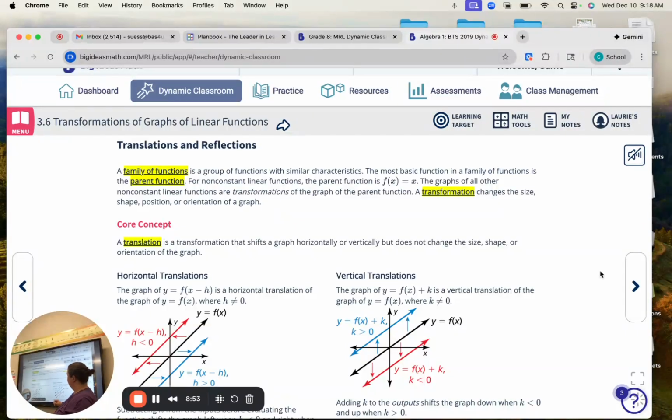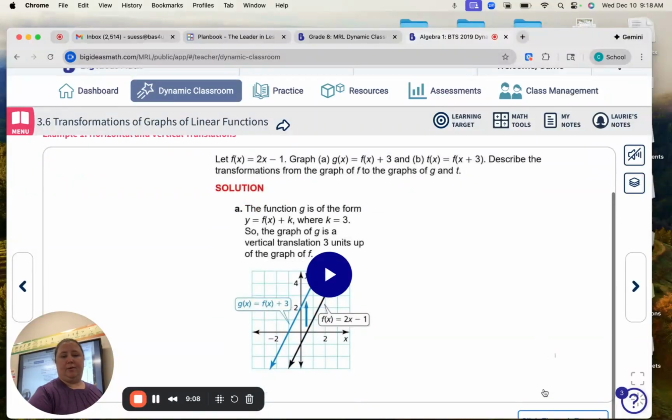So if it's inside the parentheses, we're going left or right on the x line. If it's outside of the parentheses, we're going up or down because that's your plus b stuff. That's the cliff notes of what you need to get from this page. Okay, so let's try one.